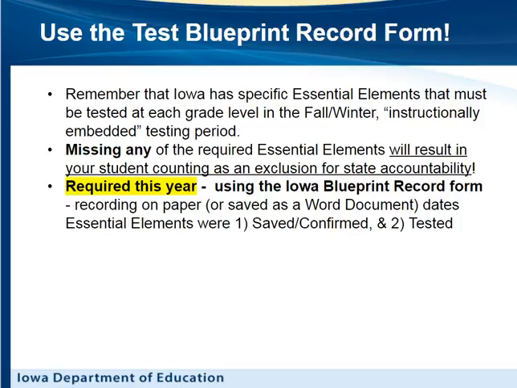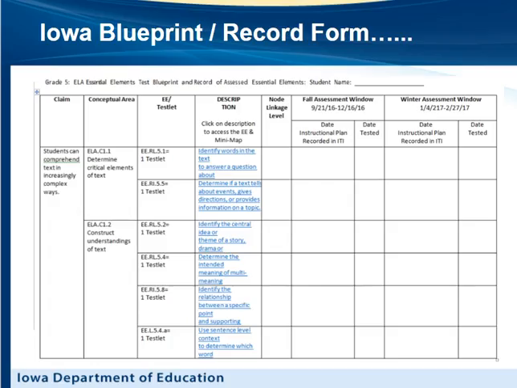One way is a requirement this year: using that test blueprint record form just to keep a record of what you've given. What I'm showing here on screen right now would look familiar. This was shared in a previous video module, and this document is available on the Agora site for you to download and use. I just happen to have a segment of a 5th grade record form here, and you can see the kinds of things that we would like you to record.